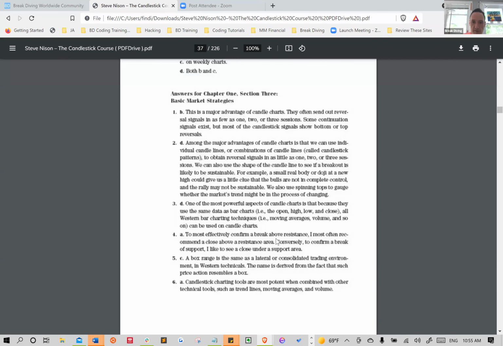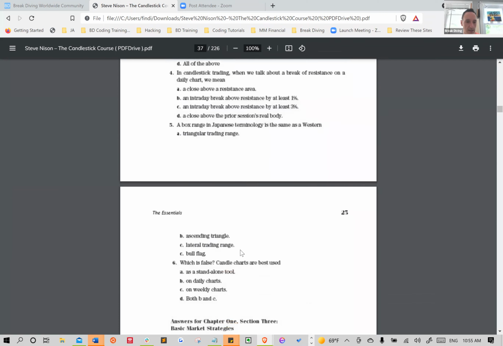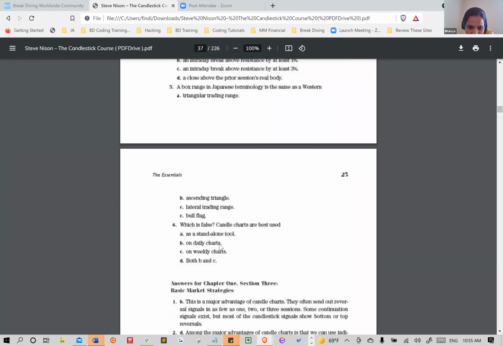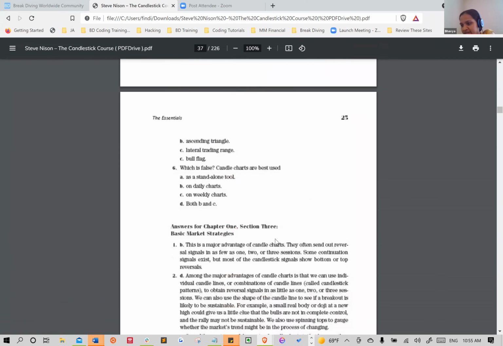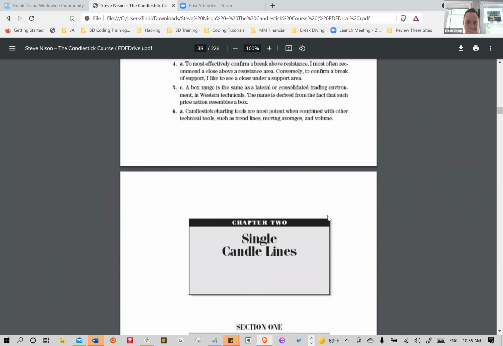To most effectively confirm a break above resistance, I recommend a close above a resistance area. To confirm a break of support, I like to see a close under a support area. A box range is the same as a lateral or consolidated trading environment. That's right. Look at 6. 6 is the last one, which is false. Candle charts are best used... We said A. A candle chart is most potent when combined with other technical tools.